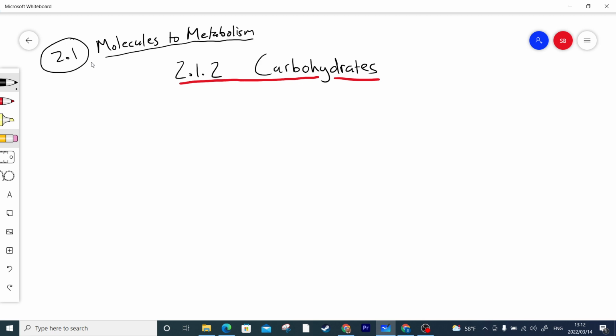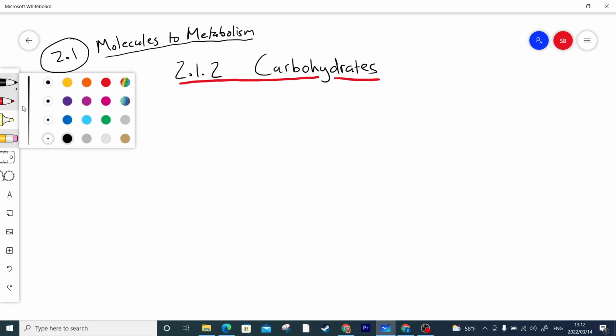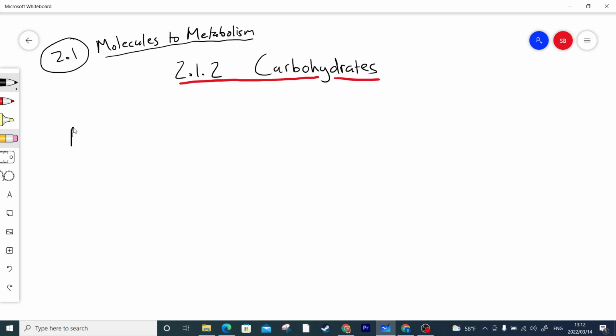Okay, so first things off, we've got these words that I want to deal with right off the bat. One of the words is called a monosaccharide. Now, let's just break down this word. The word mono obviously means one. The word saccharide means sugar. So this is a sugar that has one ring of carbons, and I'm going to explain that in a second.